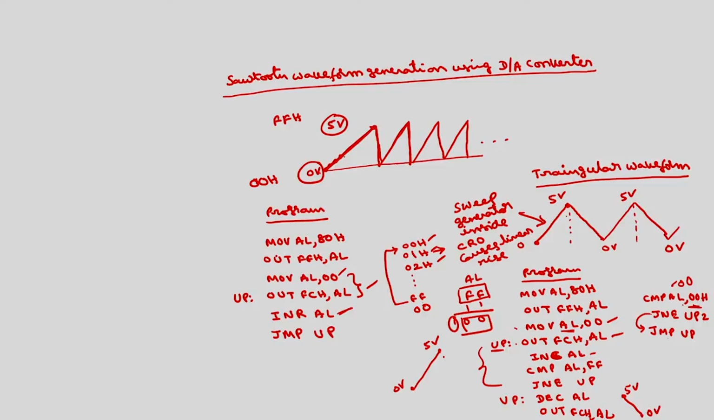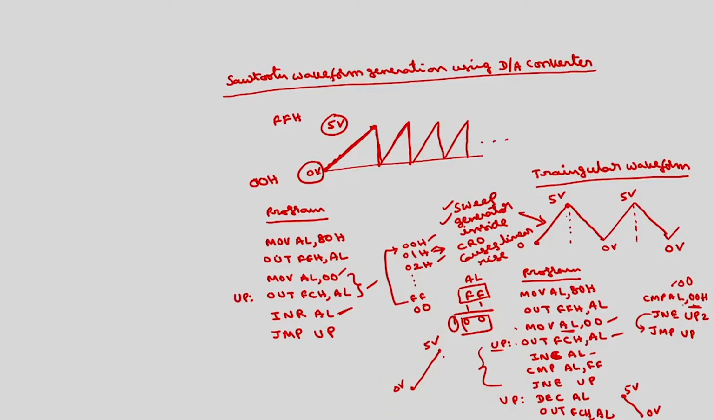Okay. So, the frequency of this sawtooth or triangular waveform will be decided by the sweep generator of the CRO. It is not there in our hand. Like in case of a square wave, we can control the frequency of the square wave by changing the delay, whereas here the frequency of the sawtooth and triangular waveforms will be decided by the sweep generator present in the CRO.